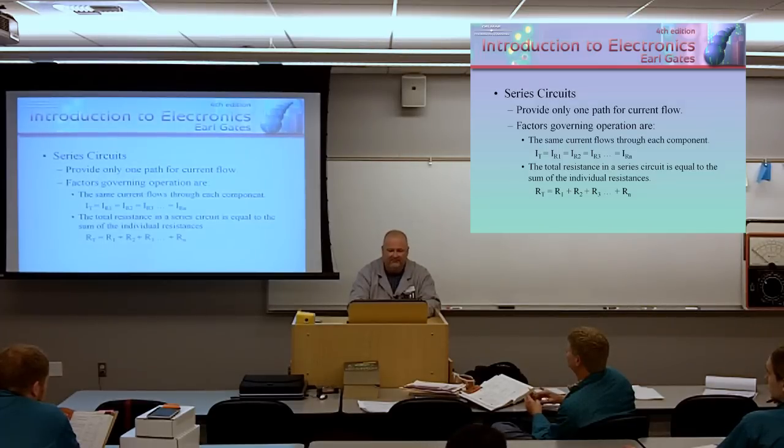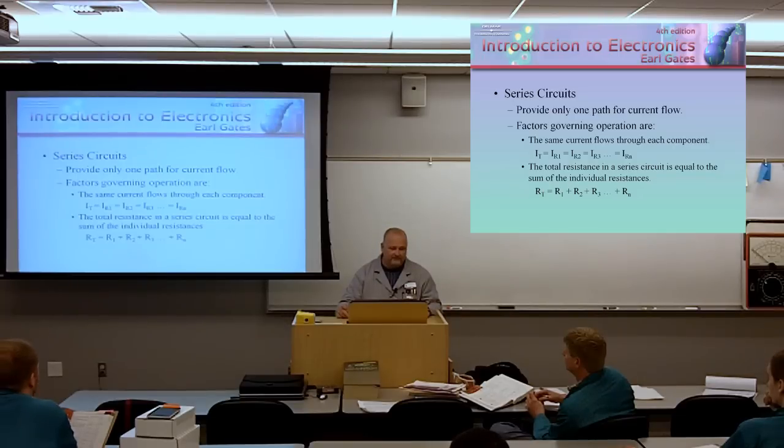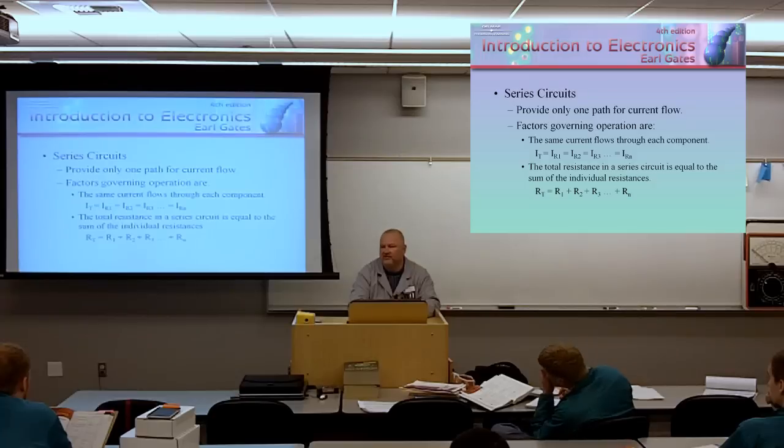So there's a lot of lessons behind looking at festival lighting and when it goes out, what exactly is taking place there. Factors governing the operation: the same current flows through each component. Literally the same current. The same electrons. They only have one path to go, from negative to positive, so they have to travel the entire route. Total resistance in a series circuit is equal to the sum of the individual resistances. Right? This is chapter 3, 4 review. You have resistance, you add it up in series.